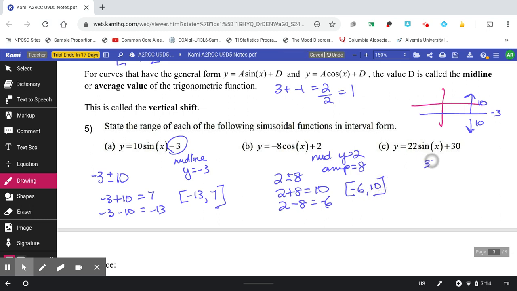Okay, and this one would be 30 plus or minus 22. So 30 plus 22 is 52, and 30 minus 22 is 8. So the range goes from 8 to 52. All right, go ahead and do some practice on the vertical shift or the midline.